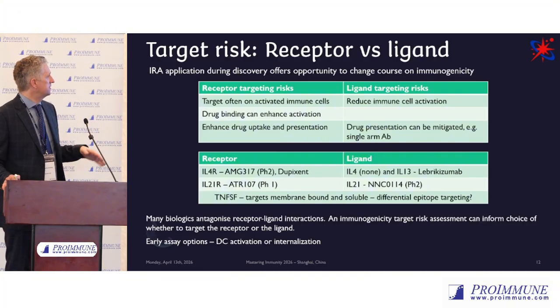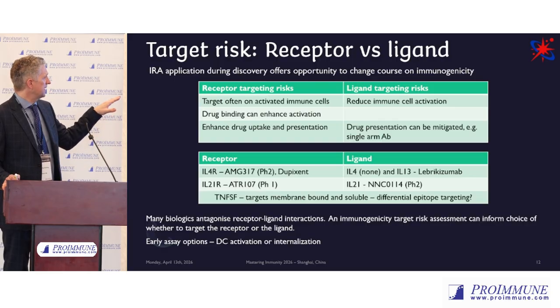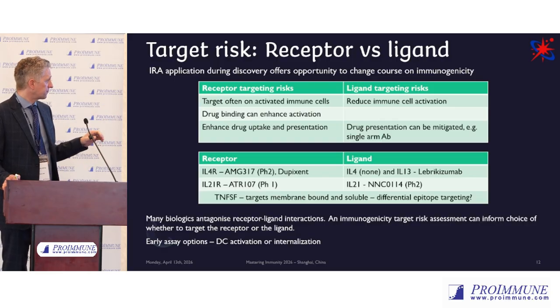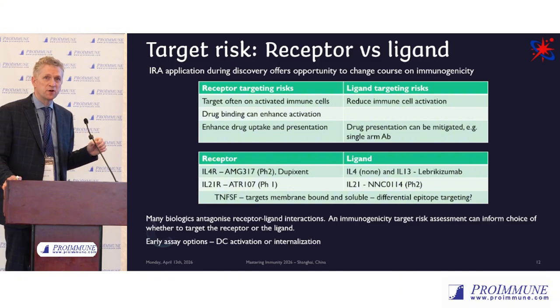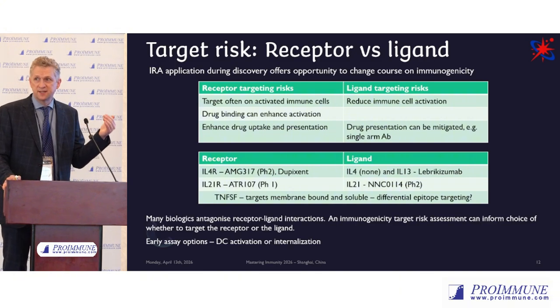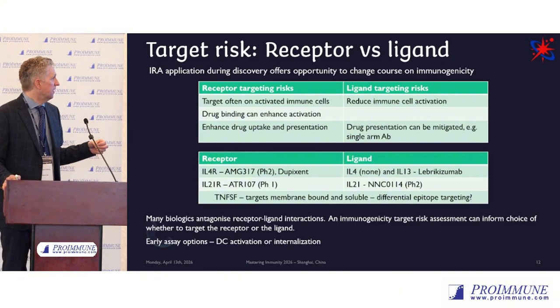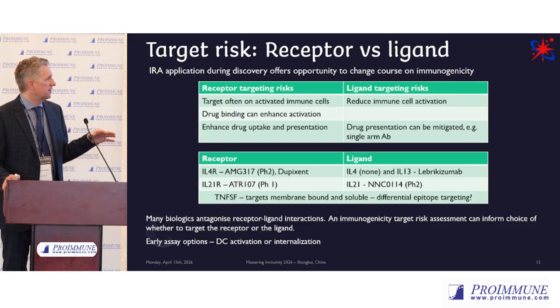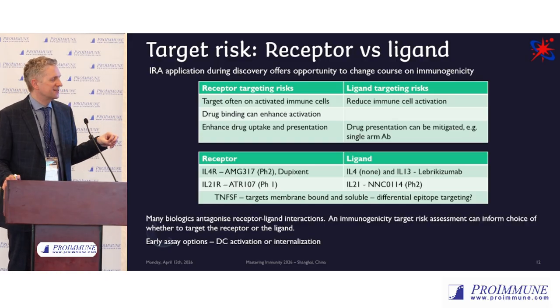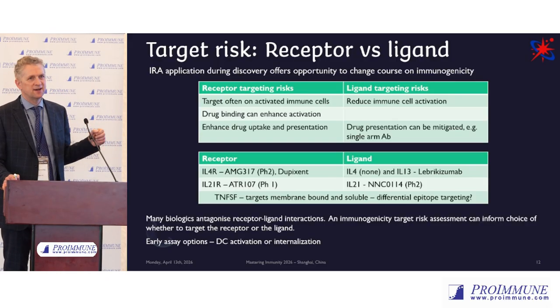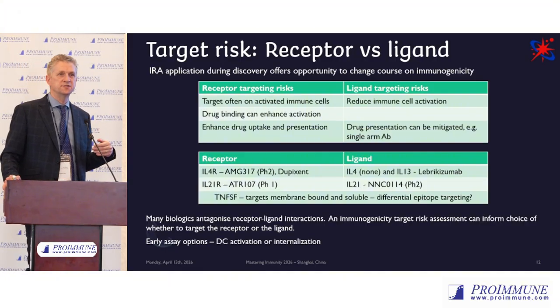This doesn't always hold true, but there's a couple of examples here. In the case of the IL-4 receptor, the MG317 product had higher immunogenicity that then prevented the efficacy, whereas it may be not so easy to target the cytokines, but in the case of the anti-IL-13, this is a lower immunogenicity approach.